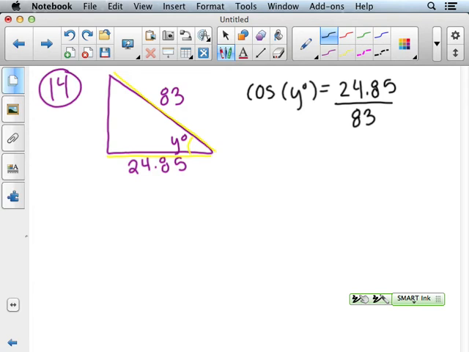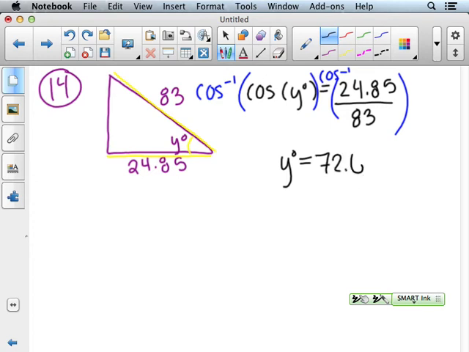Now remember, whenever you're solving for an angle, you're going to use the inverse trig functions to get rid of the cosine and to get the y by itself, the angle. So y equals 72.6 degrees. Done.